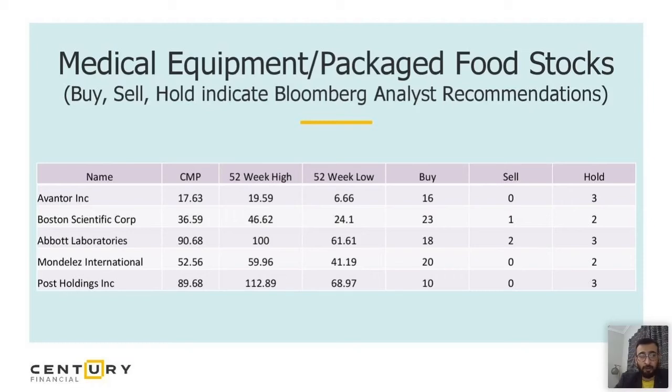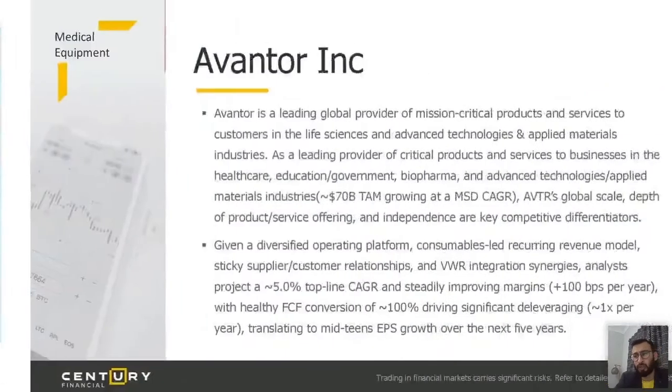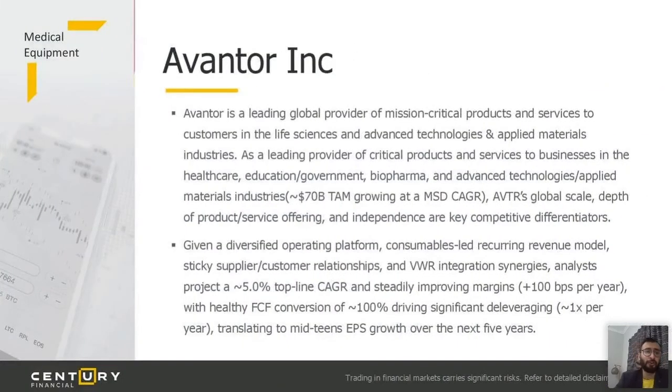Similarly, if you see companies like Aventor, buying 6, hold 3, and the current market price is 17, the 52-week high is 19, and the 52-week low is 6. So going with the trend, sometimes even from the industry point of view, we all know that the medical equipment and medical healthcare industry has actually performed really well during COVID times, for obvious reasons. So we are going to have a look at a few of these stocks and try to understand.